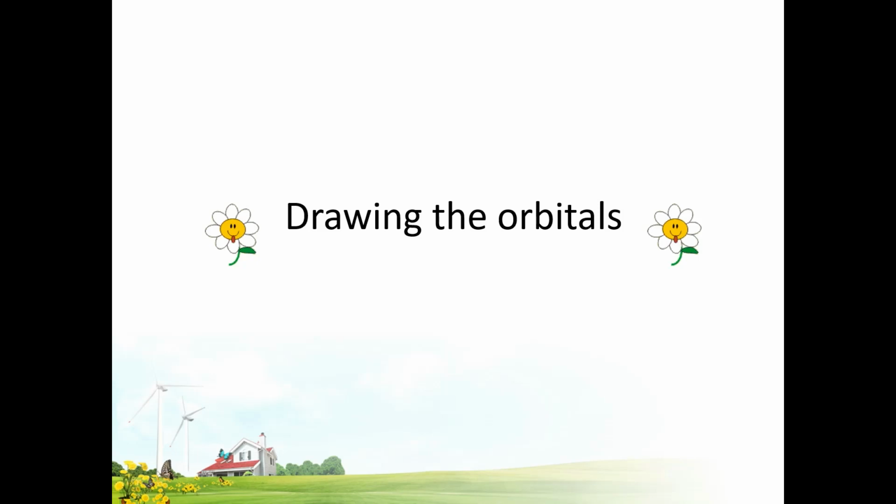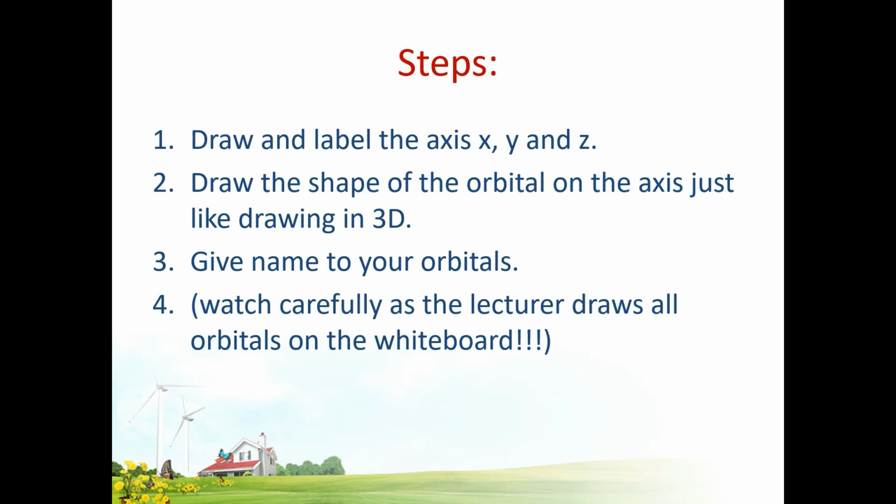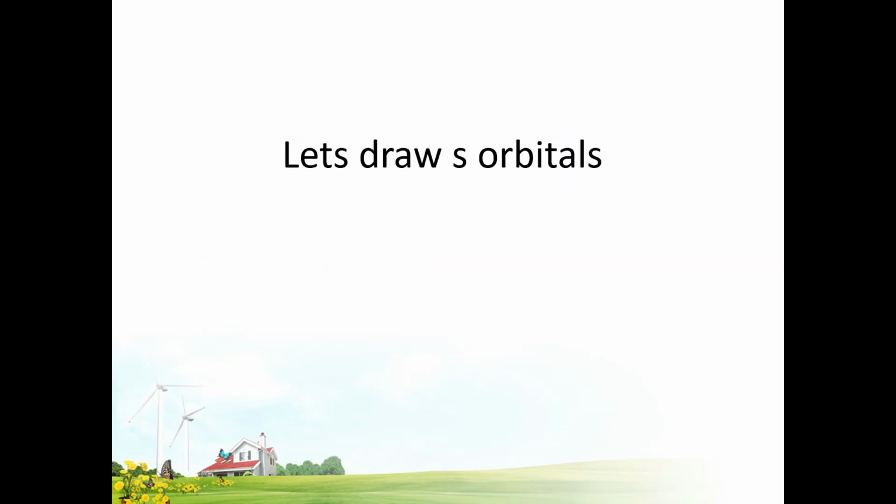Now, let's draw the orbitals. This is basically the steps. You have to draw and label the axes X, Y, and Z, and then draw the shapes using 3D drawing, and then we have to label and give a name to the orbitals. Let's draw S orbitals now.